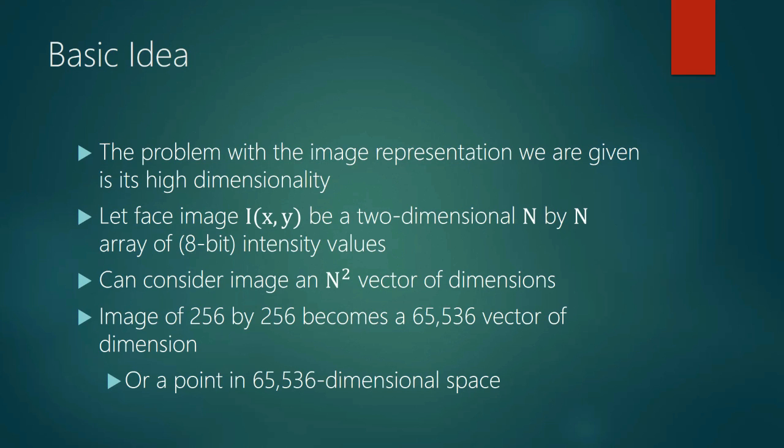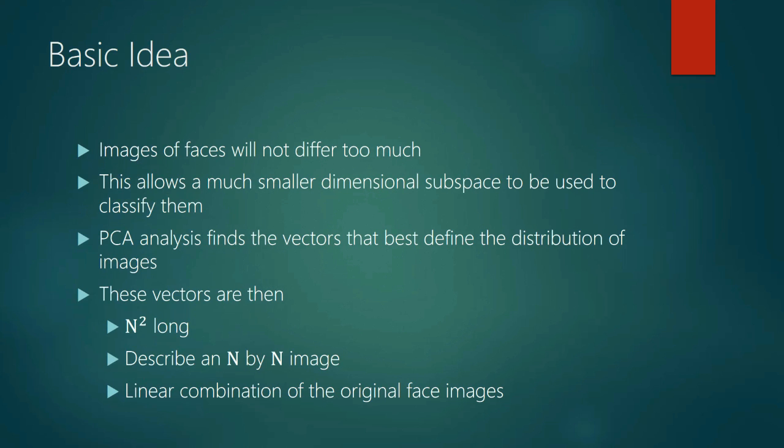So the basic idea is that the problem that we faced with image representation was its high dimensionality. For example, a 256 by 256 image can easily become a vector of dimension 65,536, or a single point in this high-dimensional space. Now consider an image with an n-square vector of dimension, so the values can get really high really quickly. But as you know, the images of faces will not differ too much. So this allows us to use a much smaller dimensional subspace to classify them.